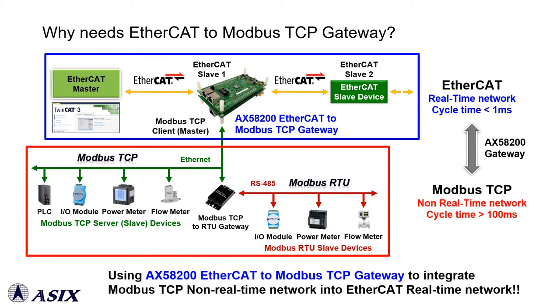Modbus TCP is not a real-time network. Designers can use AX58200 EtherCAT to Modbus TCP Gateway to integrate Modbus TCP network into EtherCAT real-time network.